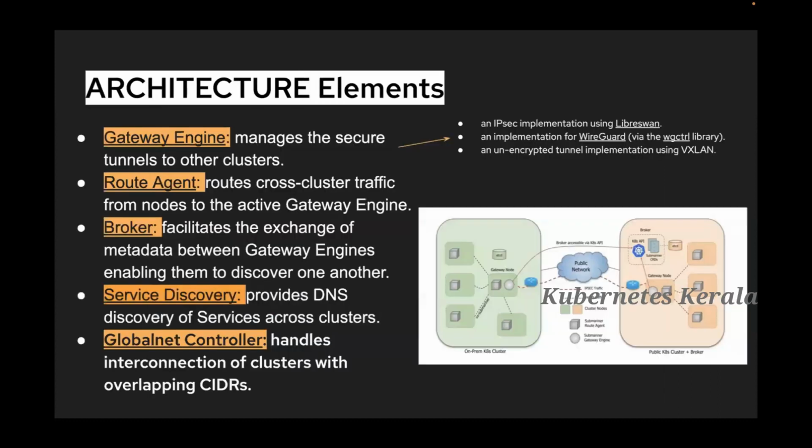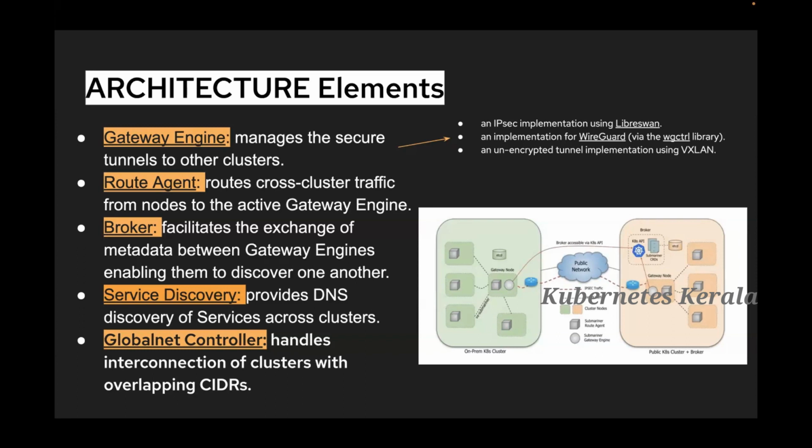If I get into the elements of the architecture, these are the elements. The first one is the gateway engine, which manages the secure tunnel to the others. And these are the tunneling options that we support. First one is the IPsec implementation using Libreswan, and WireGuard is also there. And then you can have VXLAN and unencrypted. So this is how you can create the tunnel. This is all automatic. Okay, you just need to install the gateway engine, then pass the implementation of the tunneling that you want to use. It will do all this automatically. I mean, you don't need to get into the low level and configure that tunneling between the two clusters or the two networks. Everything is automatic when you go with Submariner.